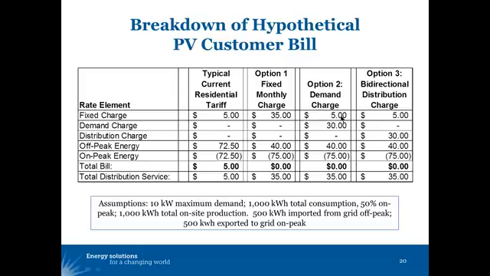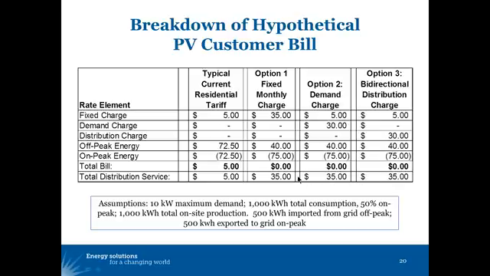In the second option, the demand charge, the customer pays a $5 billing and collection fee and a $30 demand charge. Once again, they're buying power off-peak for $40, selling power on-peak for $75, and their total bill is $0. But they are also paying $35 a month for distribution costs. And finally, the bidirectional customer with the bidirectional distribution rate: $5 fixed charge for billing and collection, 1,000 kilowatt hours moving one direction or another through the distribution system times 3 cents is $30. Buying power off-peak for $40, selling power on-peak for $75. Their total bill is $0, but they also are paying $35 a month for distribution service.